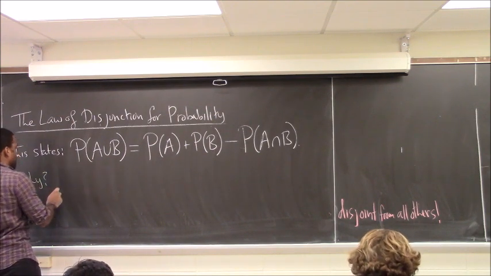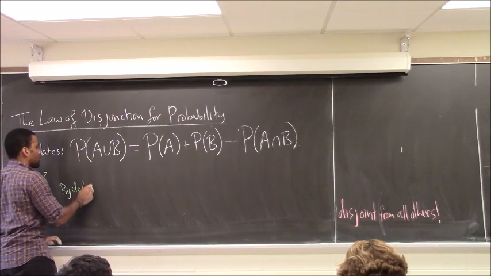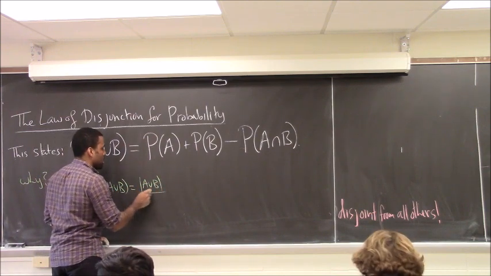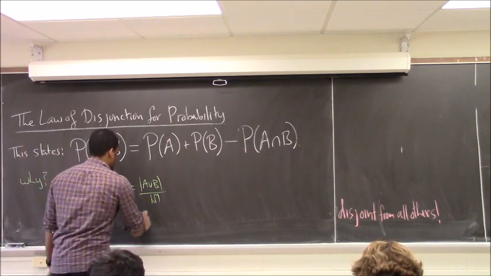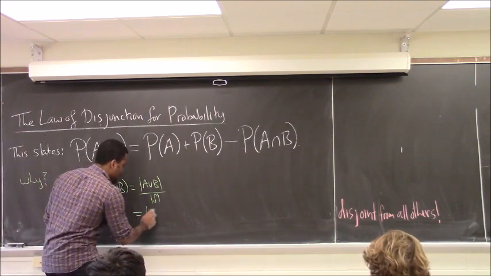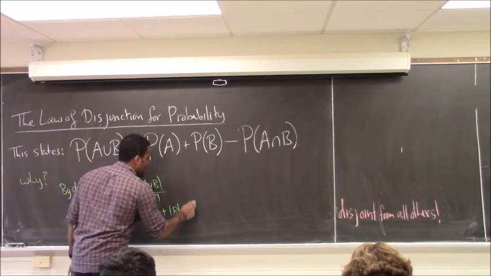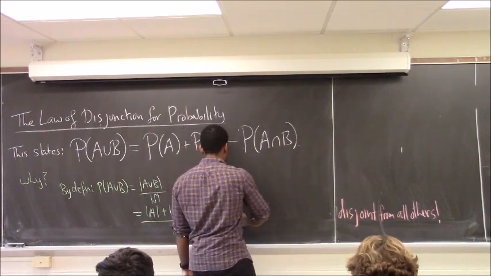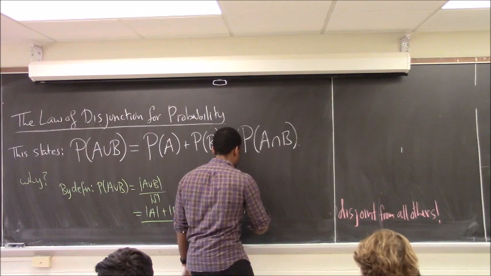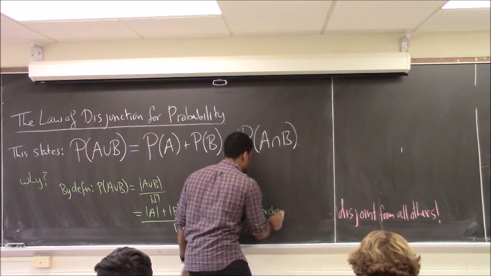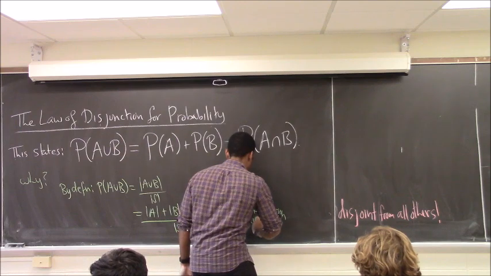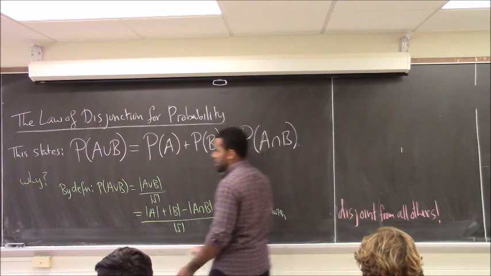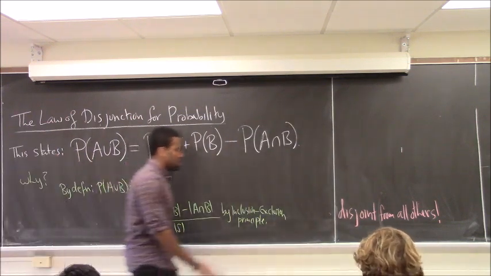Well, by our definition, the probability of A union B is going to be the size of A union B divided by the size of the sample space. This is equal to the size of A plus the size of B minus the size of A intersect B, all over S. And this is by the inclusion-exclusion principle, which I mentioned a couple classes ago. We use Venn diagrams to illustrate why it would be true that the size of the union is going to be the size of both sets minus what's in the intersection.